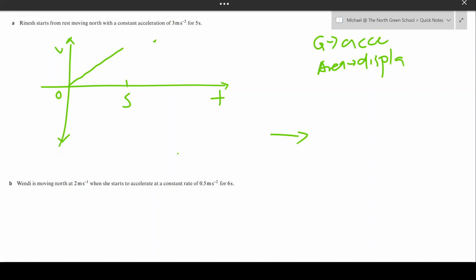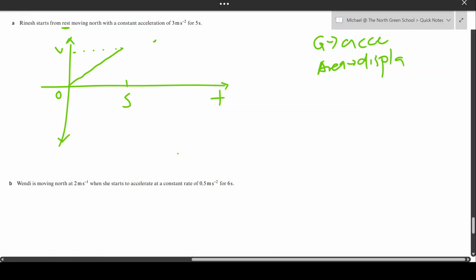But in addition, what else do we need to figure out? We need to figure out her speed at the end of those 5 seconds. How do we figure out her speed? In addition, we start from zero because they say that we start from rest. That's why we started from zero. Then we want to figure out her speed at the end of the 5 seconds.